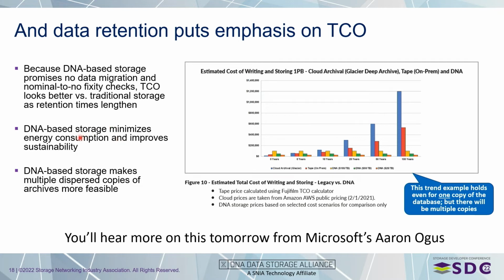The other thing about DNA, it does definitely minimize energy consumption and improve sustainability. And this model that we did here was really based on one copy of the database. Obviously another nice thing is, if you have a very valuable archive and you want to keep a few copies of it geographically dispersed, you can do that easily and more cheaply with DNA. So, like I said, you'll hear more about this general problem of too much data tomorrow.